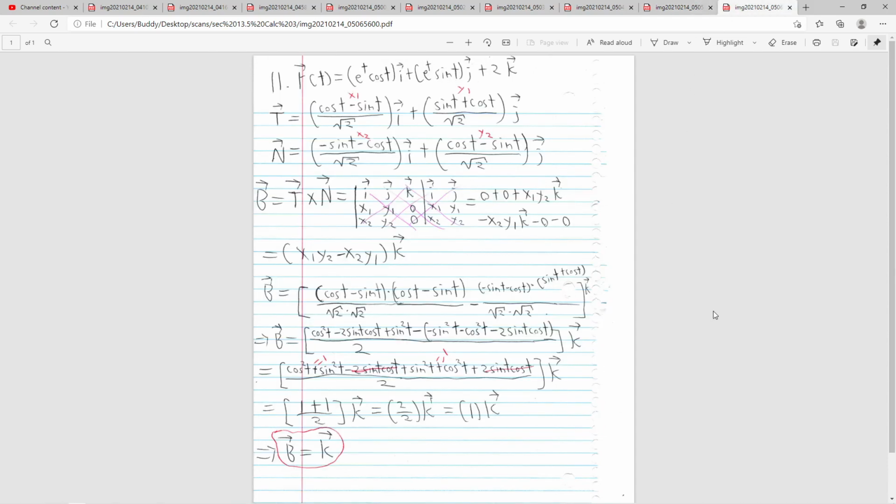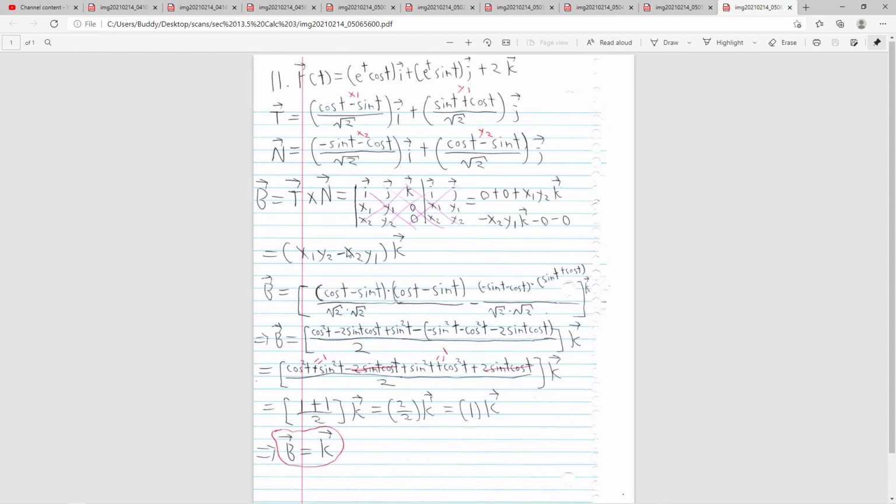Then finally, this one we're going to finish off. You should recognize this one potentially. So T and N we already have, and they're just in i and j. It's hard to write out, so I wrote them as just x1, y1 and x2, y2 for the cross product, showing the work. We have the zero terms, so it's x1 y2 minus x2 y1 is all we have to worry about.